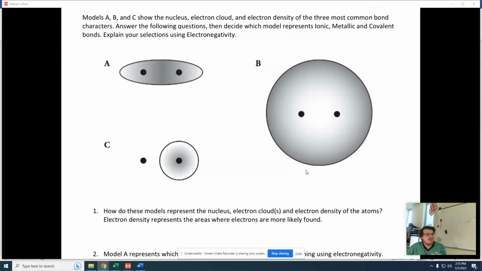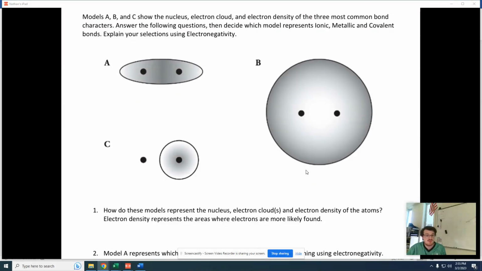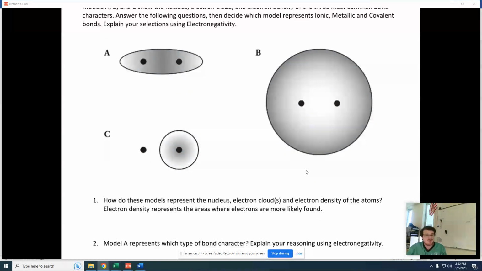So if we start off, there's a couple things I want to define before we actually start deciding which diagram represents what. And that starts off with question one. It asks us how these models represent the nucleus, how they represent the electron cloud or clouds, and then how they represent electron density.